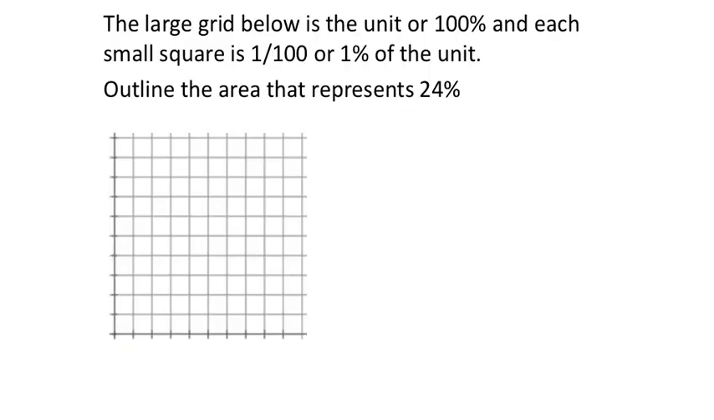So the large grid below is the unit, or 100%, meaning this is a 10 by 10 grid, okay? So if you were to do a 10 by 10 square here, you'd have 1 full unit. Now it says each small square is 1/100th, so 1% of the entire unit. Outline the area that represents 24%. Okay, well, 24% would mean that we would be dealing with 24 of the 100ths, right? So since this 10 by 10 square is 100, I need 24 of those smaller squares.